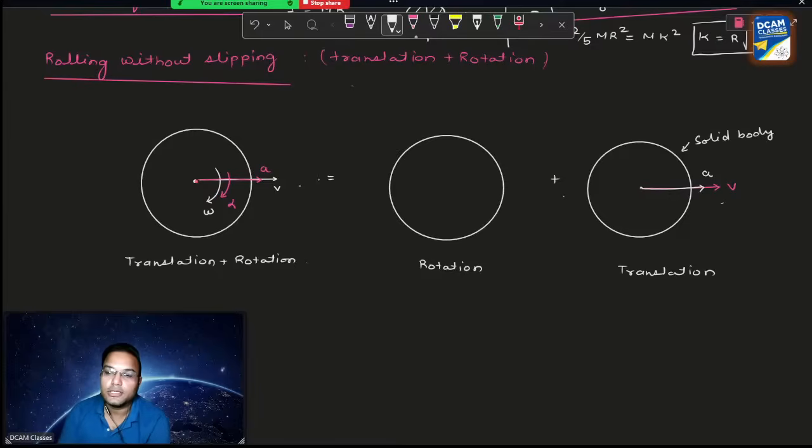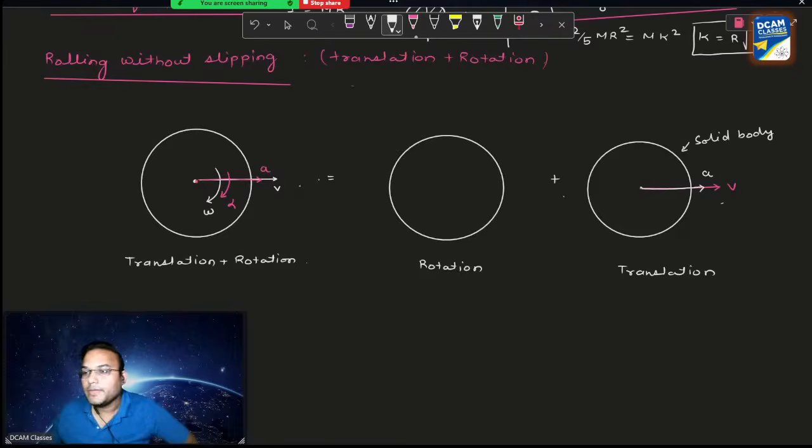A solid body is that body in which the distance between two points always remains the same. In simple terms, the solid body does not deform. If you try to compress it, it won't compress. If you try to stretch it, it won't stretch. This is a solid body.